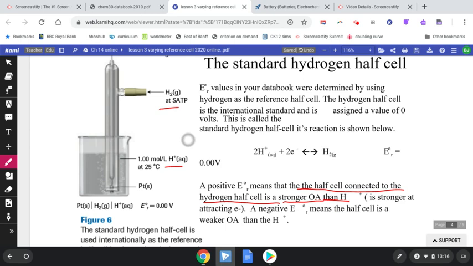This is an interesting half cell. It needs to have a gas tube because we're bubbling in hydrogen gas. And then we also have acidic H plus ions. So that is our half cell right there.